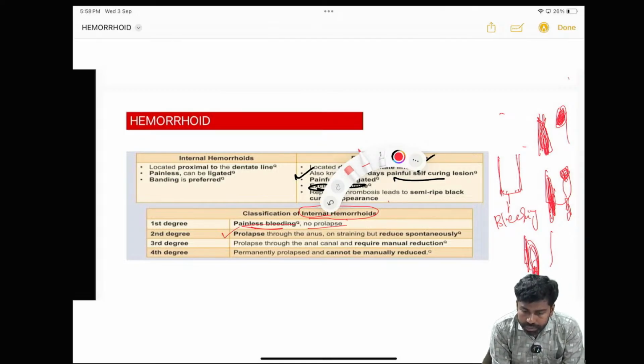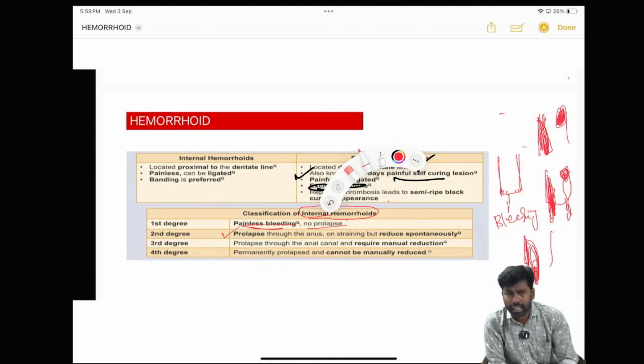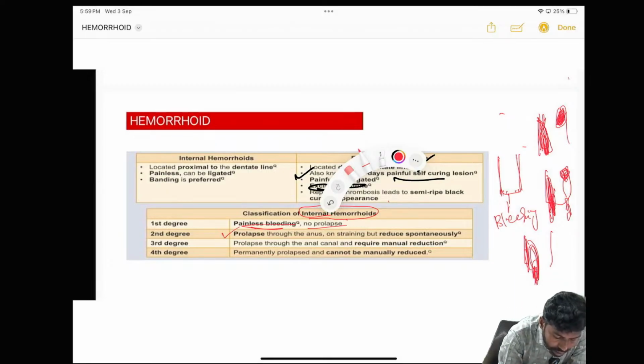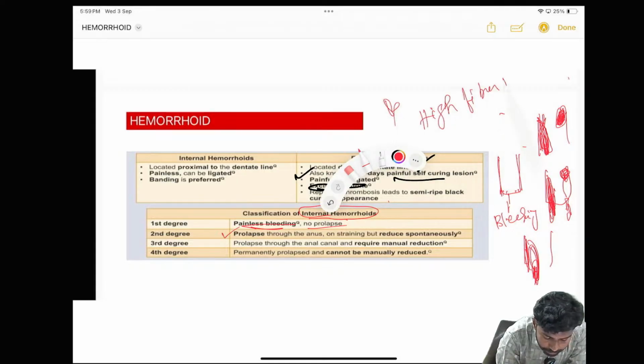Okay. For the investigation, clinical examination is enough. Then you can go for the management. How will you manage? You should avoid straining. So you can give non-pharmacological therapy, that is a high fiber diet. The treatment should be a high fiber diet.